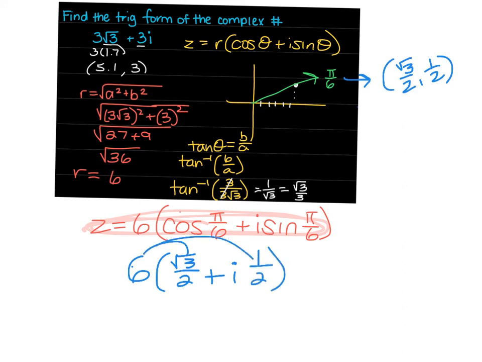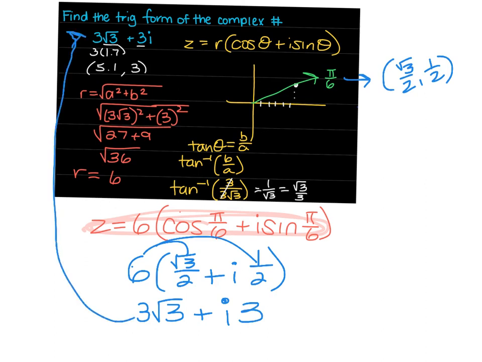And then I would distribute this in. 2 goes into 6 3 times. That's 3 root 3 plus I and 1/2 of 6, which is 3. If you look, this matches my original question. So these are easy to check when you have the extra time. And these answers will be kept exact, so I won't plug this into my calculator to get the actual cosine. You'll keep it in this format.